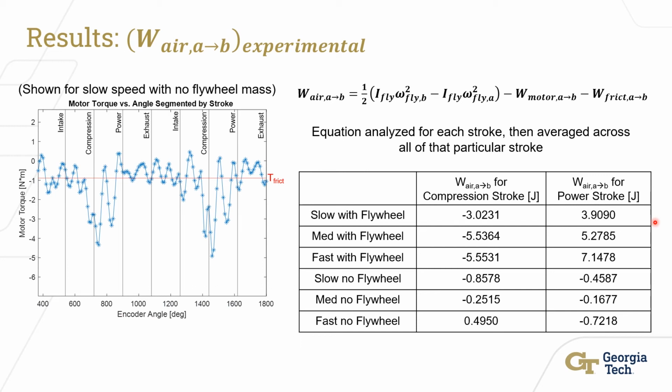One thing to note is that only some of the results follow the expectation that work of air for the power stroke is the negative of the work of air for the compression stroke. Furthermore, attention should be drawn to the fact that the theoretical work of air is only a function of pressure and volume, yet in the experimental results, it can be observed that work of air changes with both engine speed and inertia. These deviations from our expectations can be attributed to a few factors.